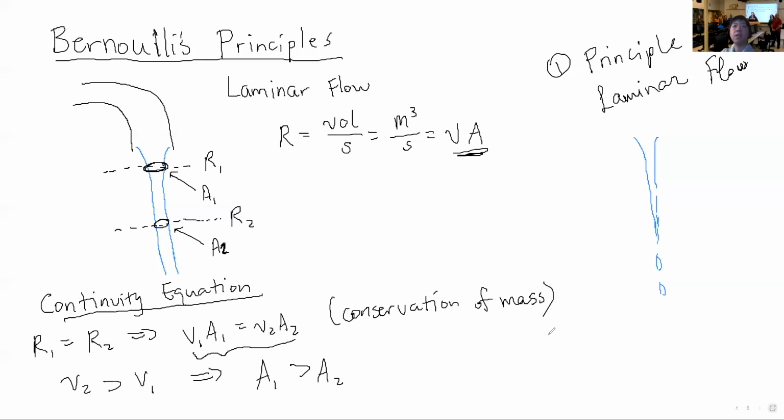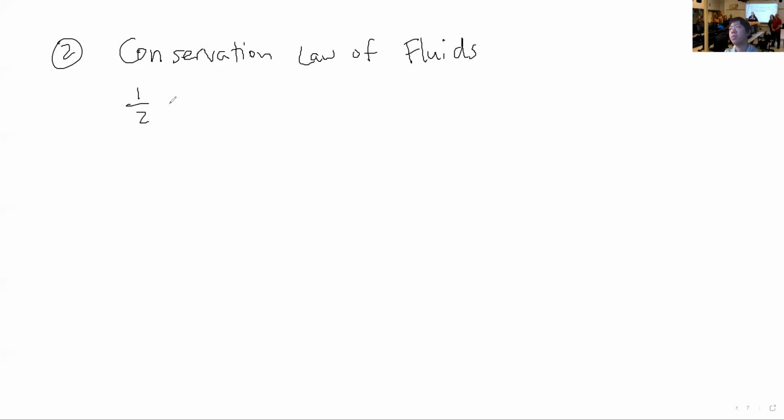Okay, and the second Bernoulli principle is that there's a conservation law with fluids actually. The conservation law of fluids is that if you take half times the density times v squared plus rho gh plus P, which is the pressure, this is actually going to stay constant throughout the entire liquid.